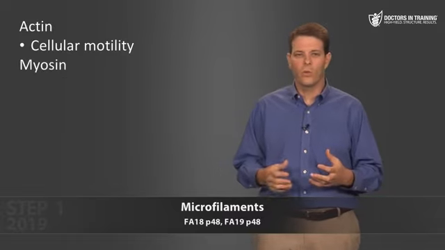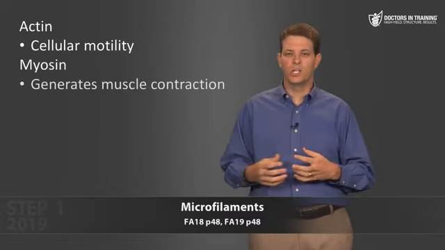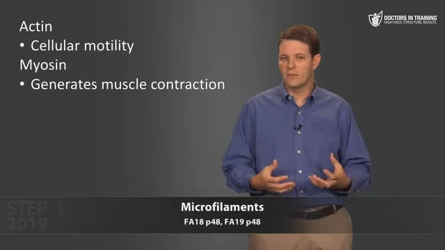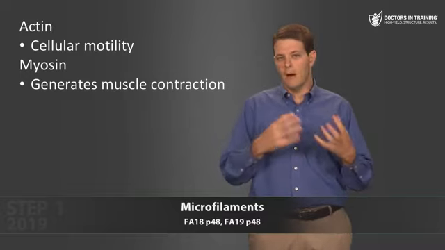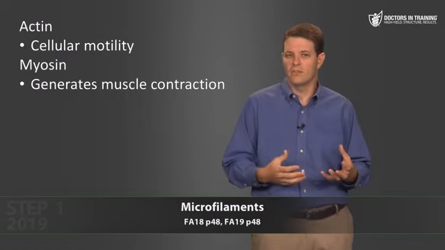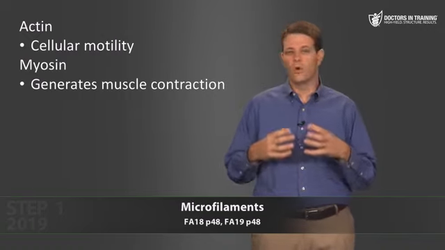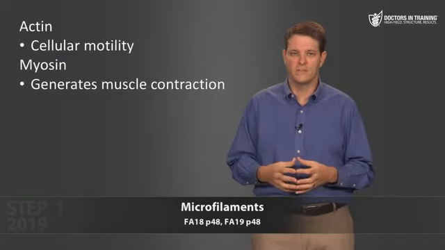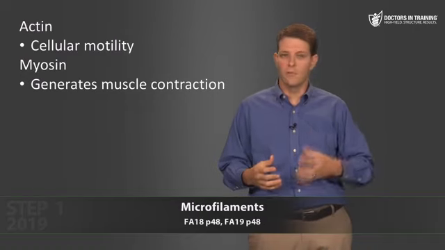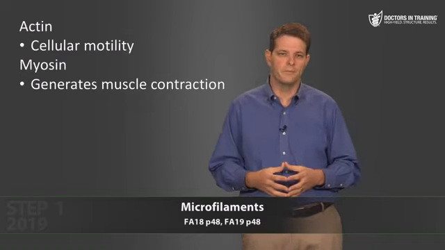Now, myosin works right alongside actin to generate muscle contraction. So muscle cells have lots of myosin filaments. Remember, myosin, the myo means muscle. Myosin was first discovered in muscle cells, but there's actually an enormous family of myosin proteins, which are mostly involved in cellular motility in one form or another. And muscle contraction is certainly a big part of that.